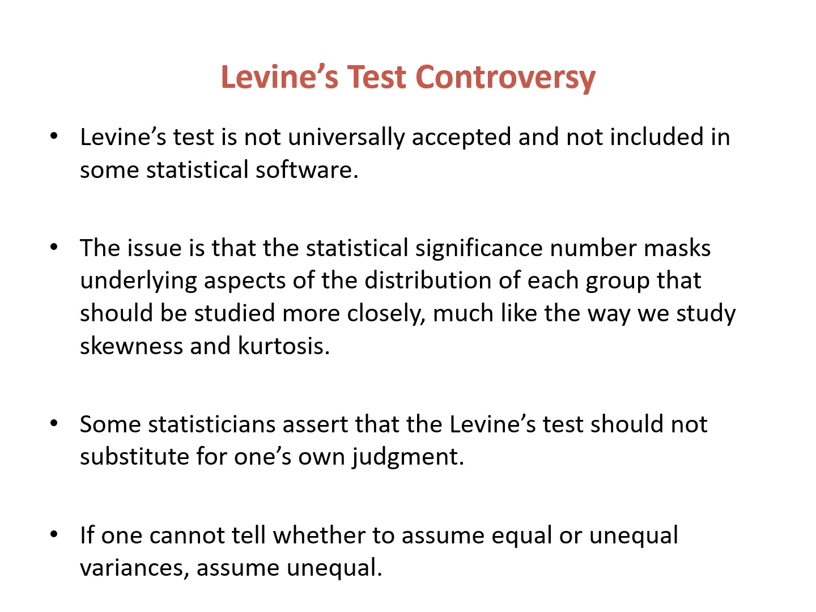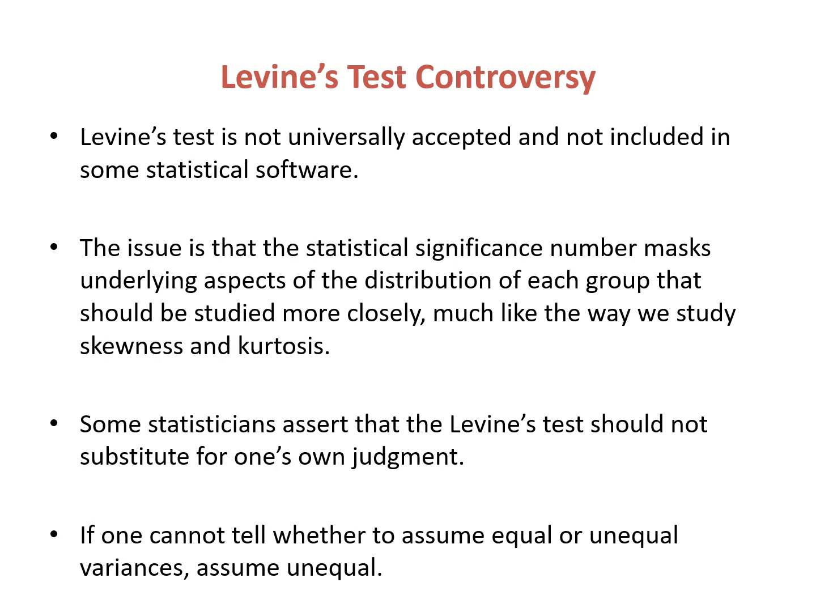Levene's test is not universally accepted and not included in some statistical software. The issue is that the statistical significance number of the Levene's test masks underlying aspects of the distribution of each group that should be studied more closely, much like the way we study skewness and kurtosis. Some statisticians assert that the Levene's test should not substitute for one's own judgment. Reliance on your own judgment creates situations where one cannot tell whether to assume equal or unequal variances. When this situation occurs, assume variances are unequal, which shows good faith on the researcher's part because it is harder to establish significance.